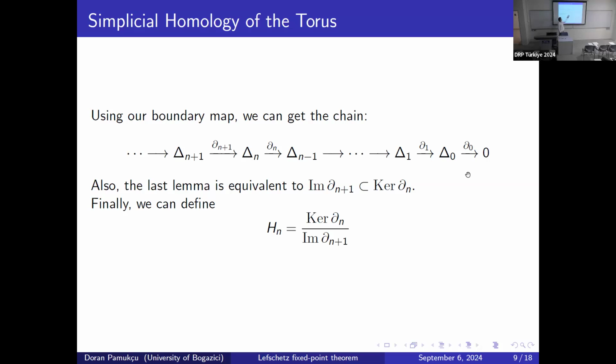Because if you take an element that is already an image, then you map it again, it has to go to 0 because you are mapping the same thing 2 consecutive times, so it's in the kernel. And since you have proved that it's a subgroup, we can define our homology group as the kernel quotiented by the image. And since these are all abelian groups, we don't need to check any normality to quotient out. This is the definition of simplicial homology.